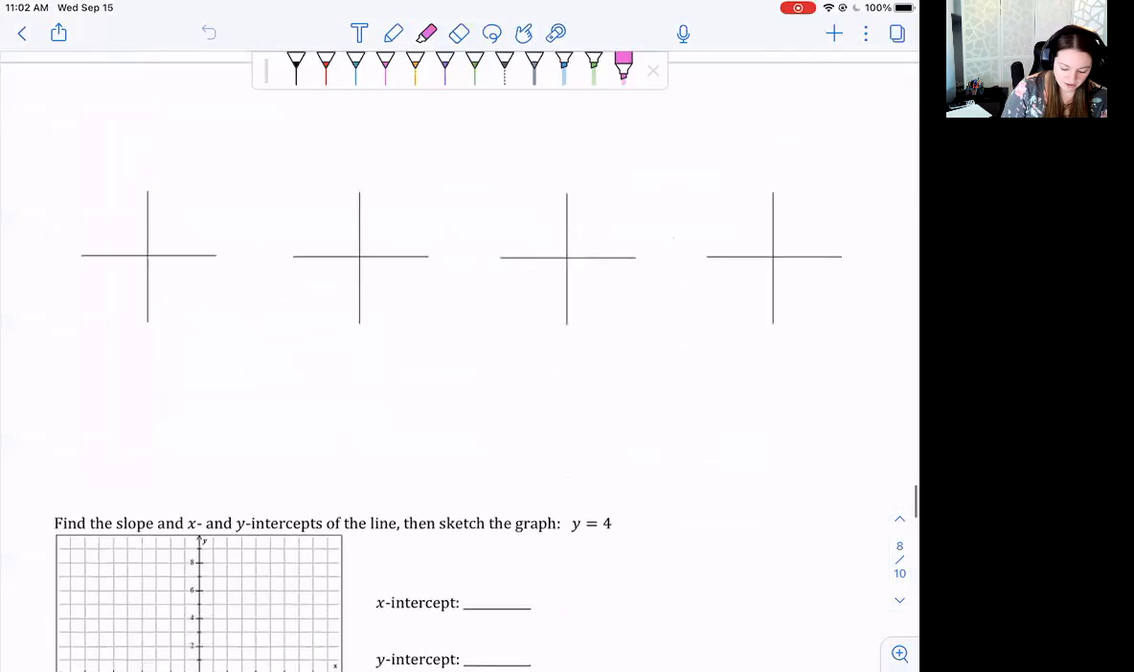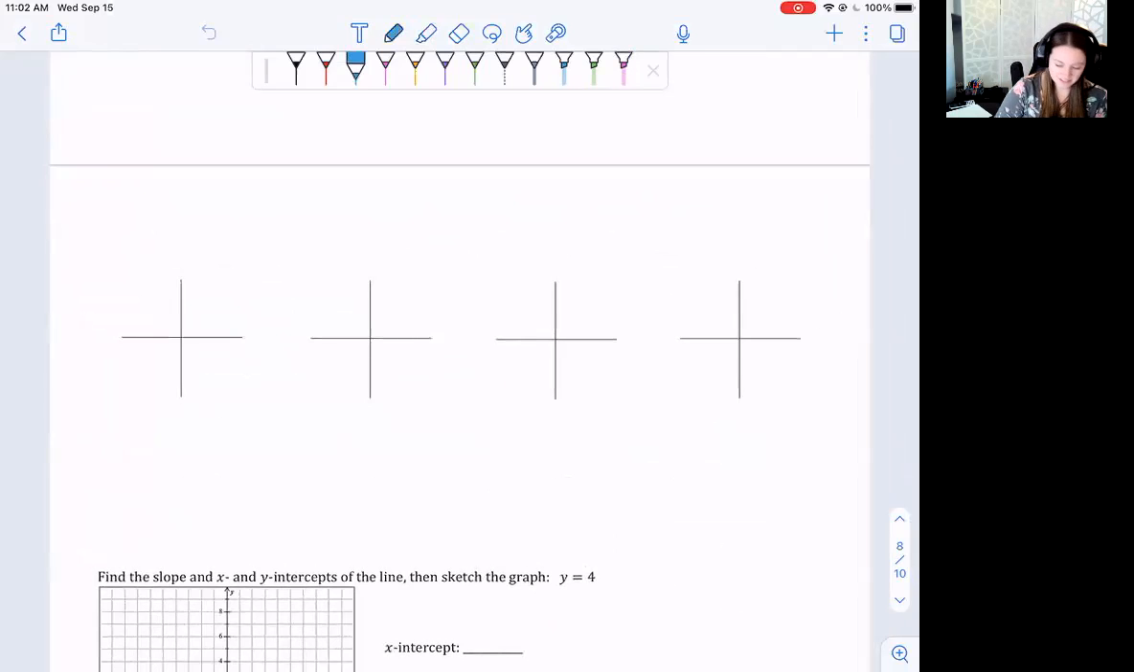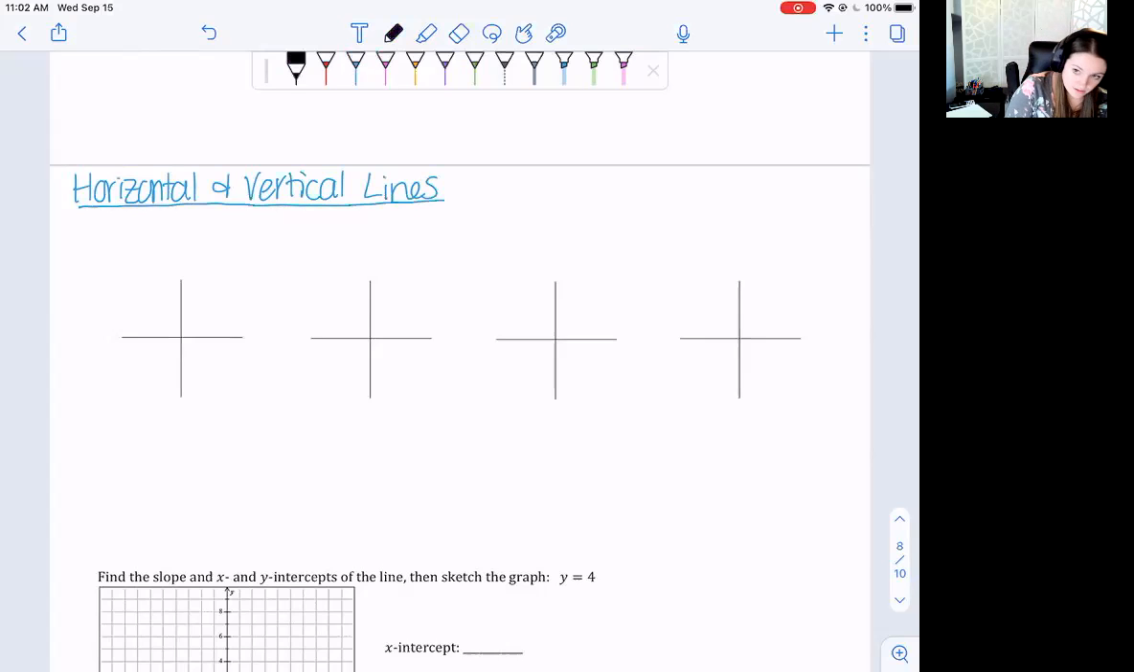I wanted to talk about horizontal and vertical lines. Let me label these real quick.